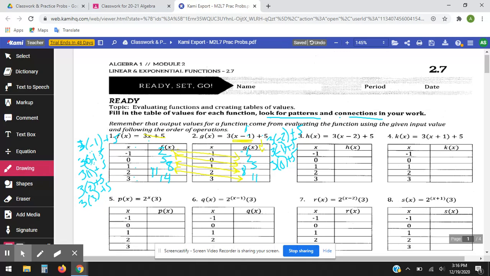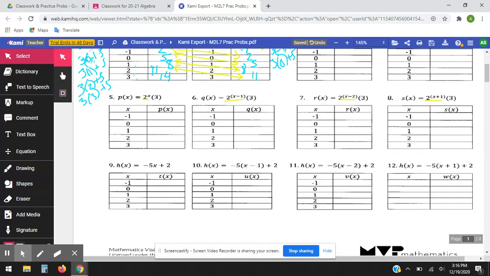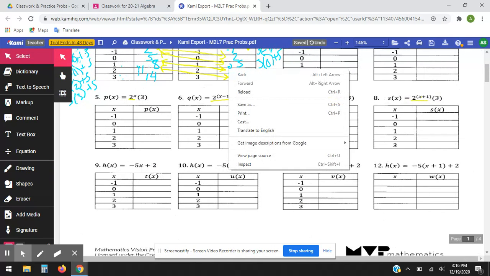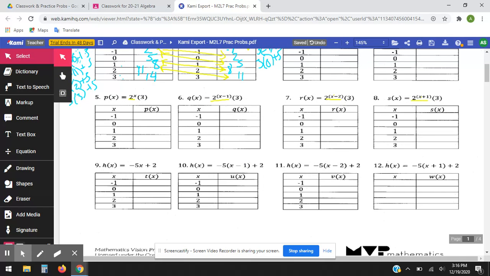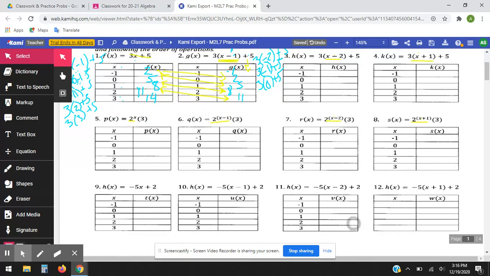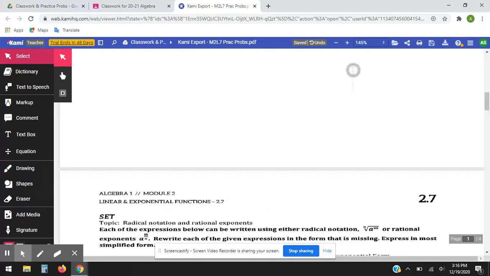I'm not going to work on the others. Basically, you can plug them in and just see the difference between an x minus 2 and an x plus 1. 2 to the x, 2 to the x minus 1, 2 to the x minus 2, 2 to the x plus 1. Notice it's the same things as above, now with exponents. So that's what they're trying to get you to notice: tweaking that equation a little bit, how that affects the results you're getting on here. So that's the first page.